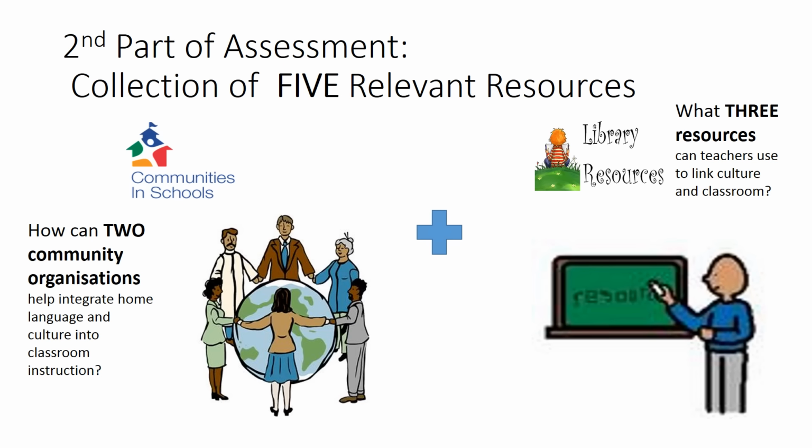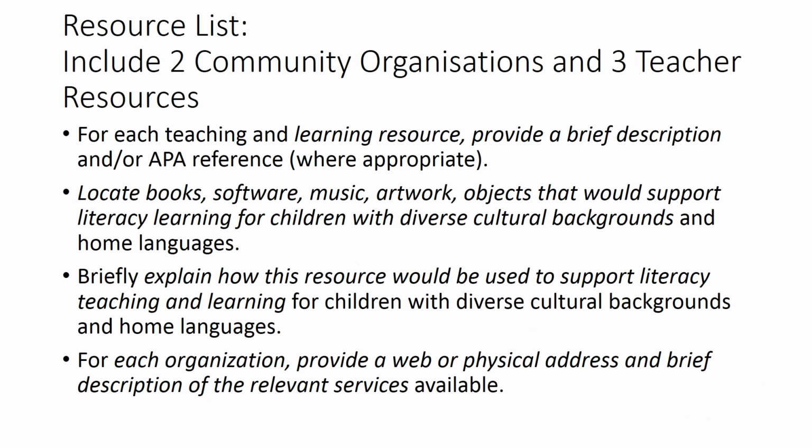So the second part of your assessment, let me review, is how can two community organizations integrate home language and culture into the classroom? And what 3 resources can you use? 2 organizations, 3 resources. The resource list, well, let's make sure you answer some of these questions when you're doing your writing. For each teaching and learning resource, provide a brief description and/or APA reference. Make sure you try to locate some books, some software, some music, some artwork, or even an object that would support literacy learning for children with diverse cultural backgrounds and home languages.